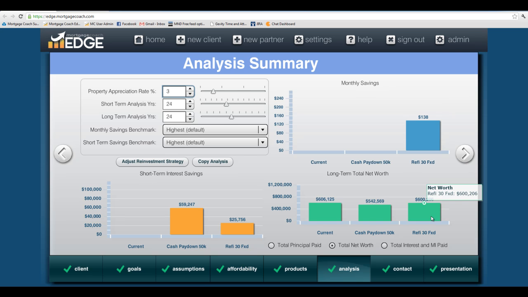Now for the refi 30 fixed, same concept actually. We're saving $25,000 in interest savings over the life of the loan as opposed to their current situation. But look at the net worth. The net worth is pretty much the same here. So the real story of this one is we're going to have about $25,000 in savings. The refi would be the best option here, but that's based on the assumptions that I made.